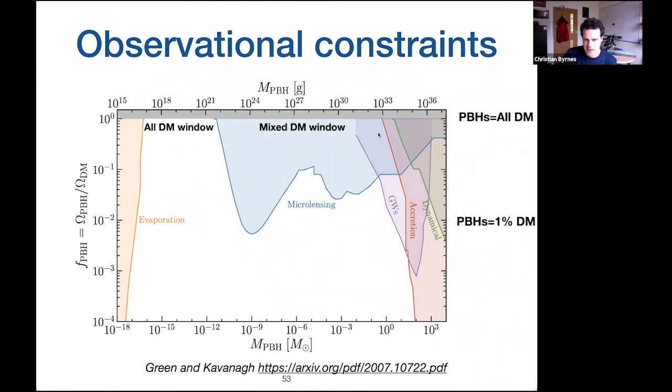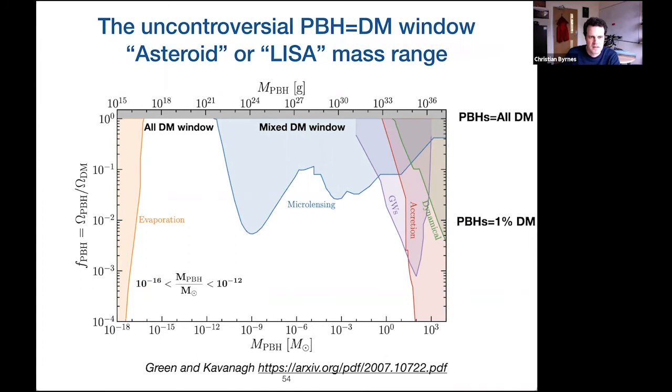Elsewhere, you can have instead a mixed dark matter window, where you have a subdominant fraction of primordial black holes, around 10% or 1% or 0.1%, plus the rest of the dark matter then needs to be something else. Okay, so this is the least sort of controversial window.